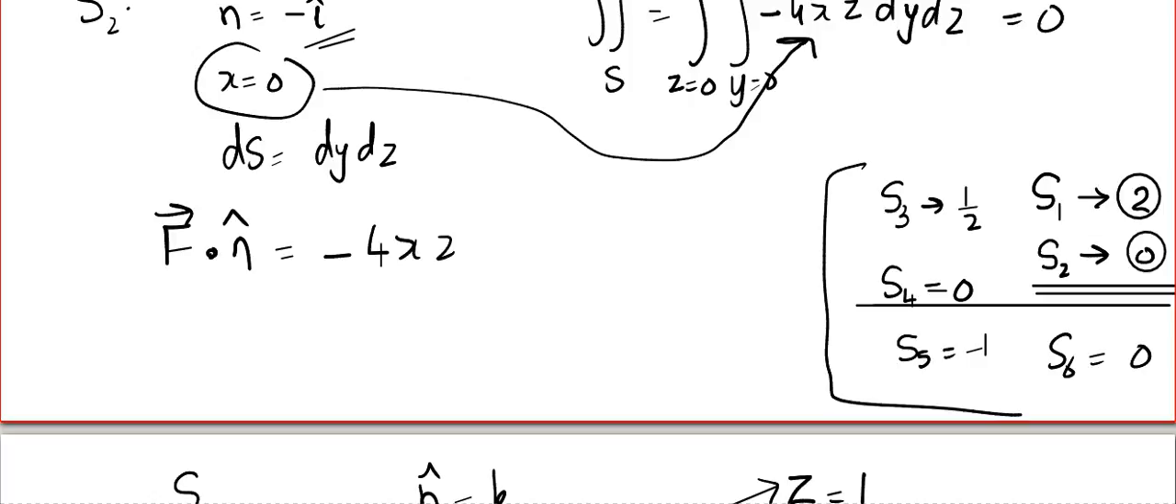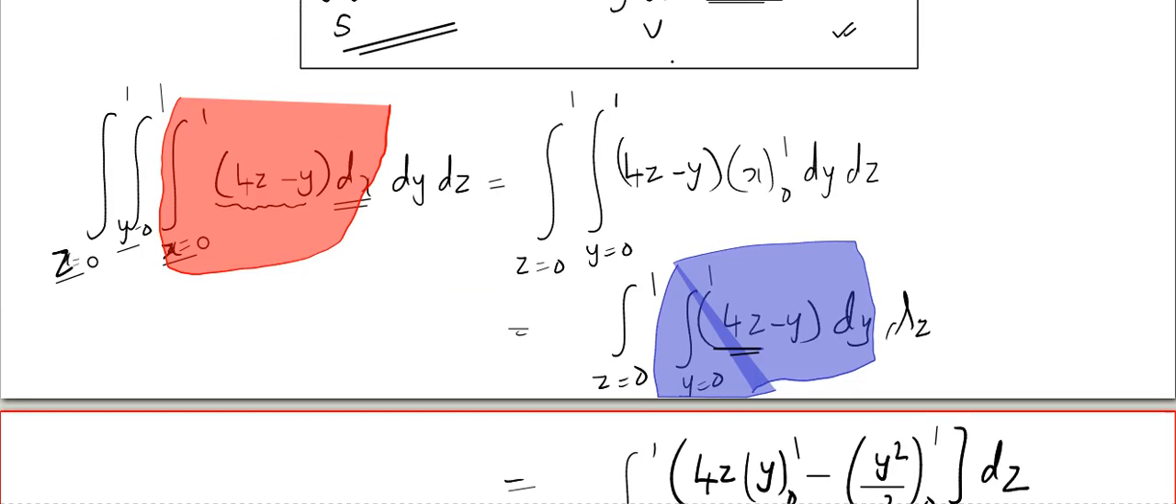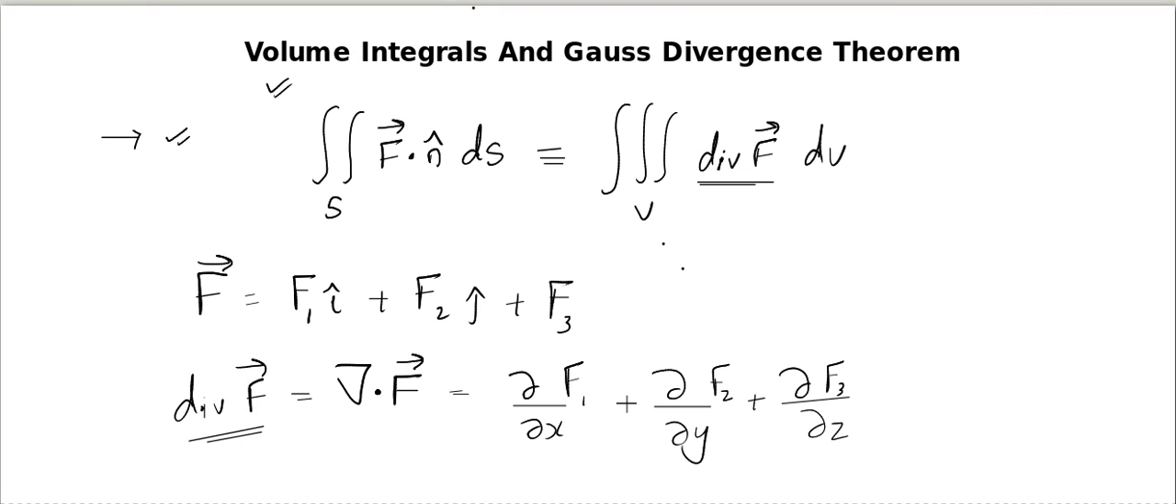Now we add all these things. So the surface integral value, or the left hand side, becomes 1 by 2 plus 2 plus 0 plus 0 minus 1 plus 0, and that will be, using a calculator, 3 by 2. Okay, that's it. So this is one very easy question, the cube. But in examination they can ask cube, tetrahedron or cylinder. Normally this is what they ask.